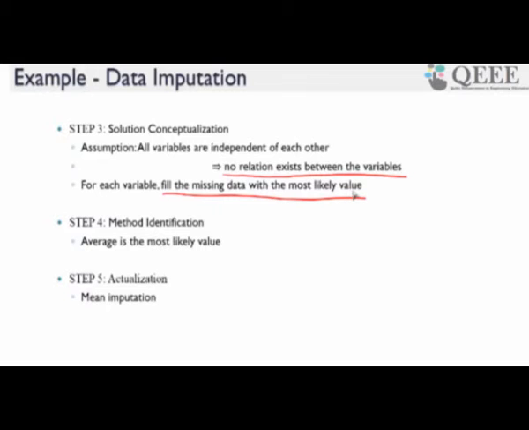The most likely value is the mean of F1 for the missing values in F1, the mean of the F2 column for the missing values in F2, and so on. So the solution is that the average is the most likely value. That's step 4, the method you are using. You are replacing the NA values by the average value of the elements in that particular column. That's the method identification. Once you do that, what is the fifth step? The fifth step is actually calculating the mean of these columns and replacing the NAs with the mean of the particular column.